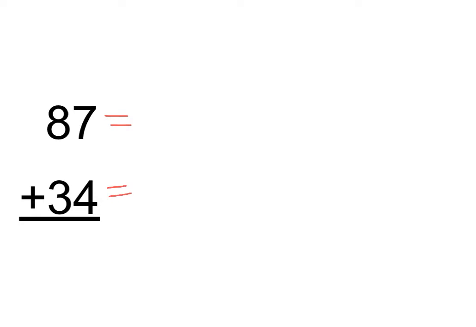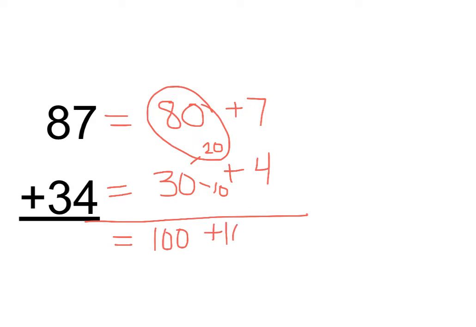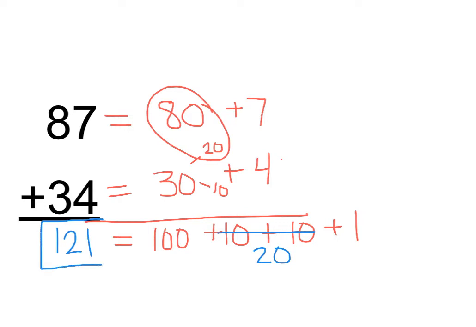87 plus 34. 80 plus 7. 30 plus 4. 80 is so close to 100, it just needs a 20. That's its partner. So let's give it to it. We'll make the 100. And we'll have a 10 left over. 7 and 3 is 10. So 7 and 4 must be 11. Combine those like terms and get 121.